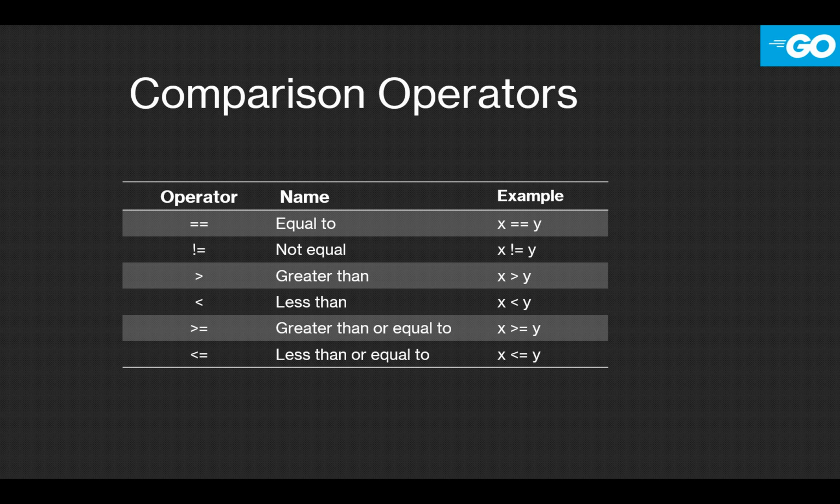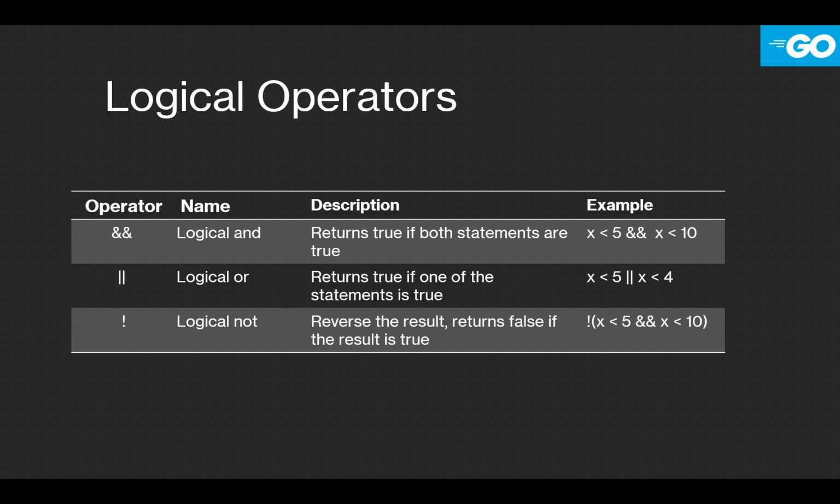Then next we have logical operators. Logical operators are used to determine the logic between two variables or values. For example, we have logical AND, logical OR, and logical NOT. Logical AND is basically used when both sides of the statement are true. It will return true if both statements are true. However, in the case of a logical OR, it will return true if any one of the statements is true.